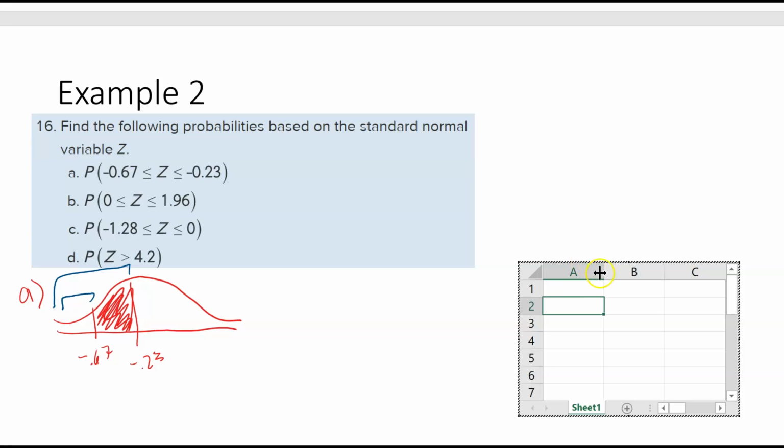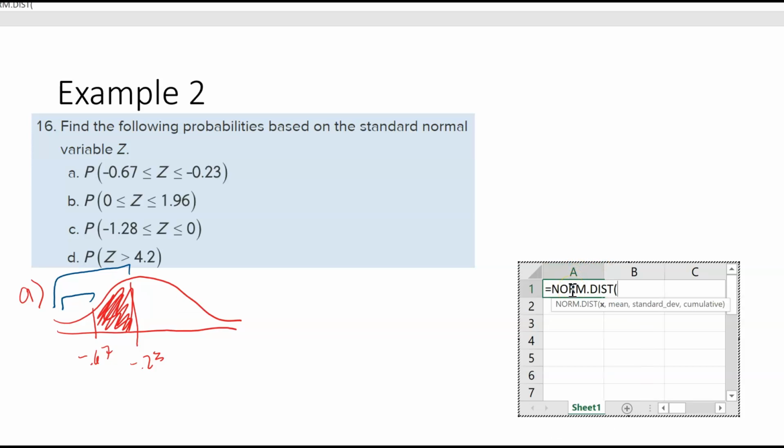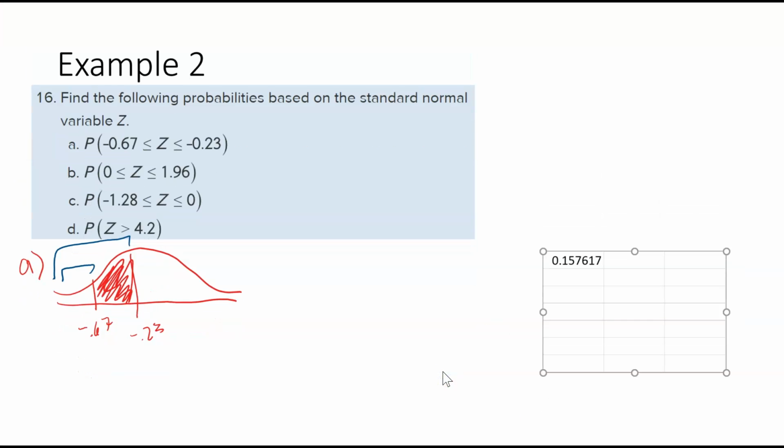The way we're going to do that here is we're going to do the normal distribution. Our x value, we're going to do the bigger one first, negative 0.23. The mean in a standard normal for z is 0. The standard deviation is 1, and we'll always end with 1. And then we're going to subtract the smaller value, negative 0.67, 0, 1, 1. So the probability there, this answer, would be 0.1576.